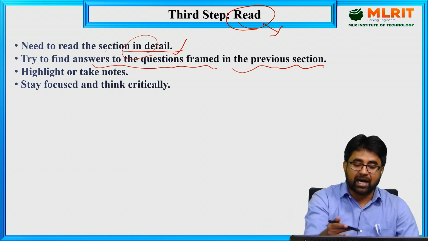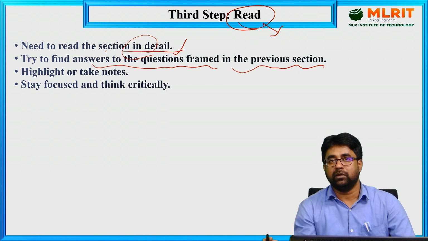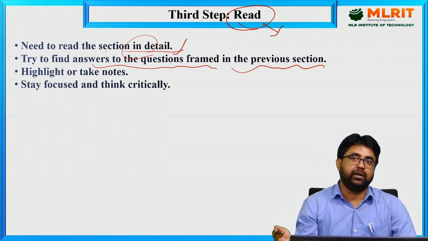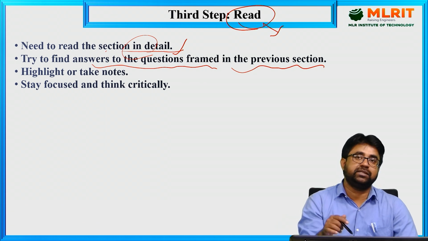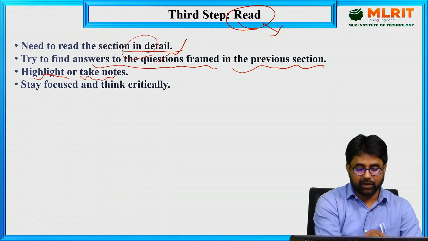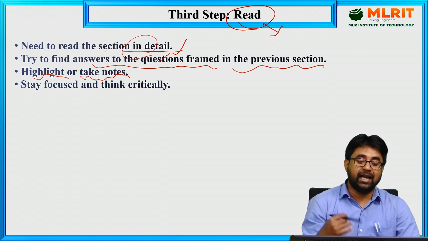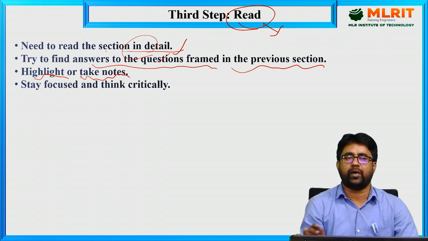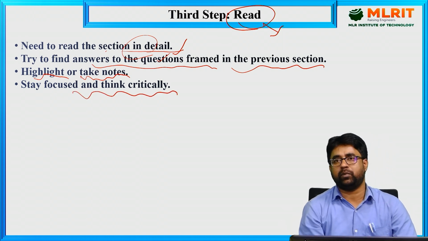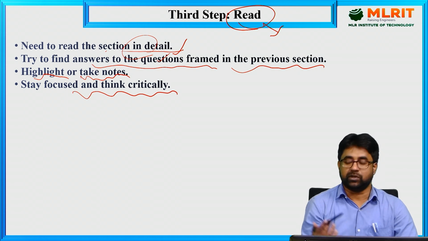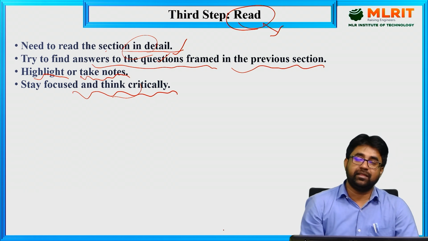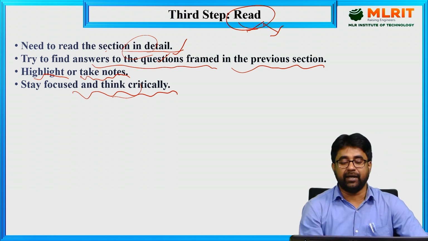And then once you start reading, look at the questions in between also, so that you remember what questions you have. You have to find answers to those questions while you are reading in detail. You can also do one more thing in this phase: highlight or take notes. Just highlight the important points and take important notes. Stay focused and think critically. This is also important. While reading, you have to stay focused. The questions are already there, which you have to find answers to, right? And then you can think critically also. So this is the third step, read.